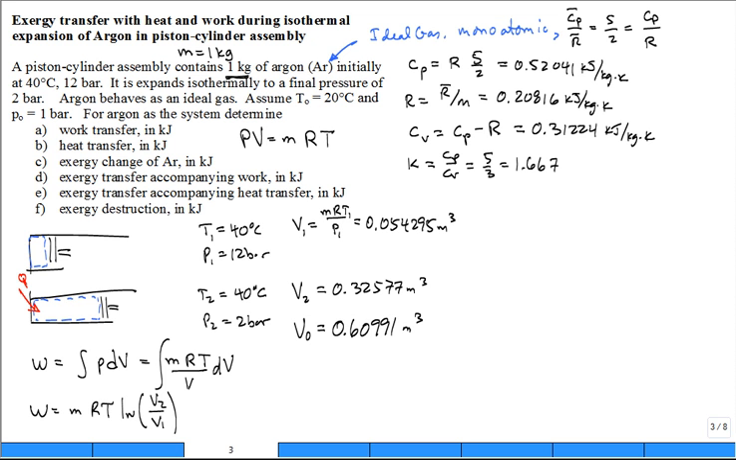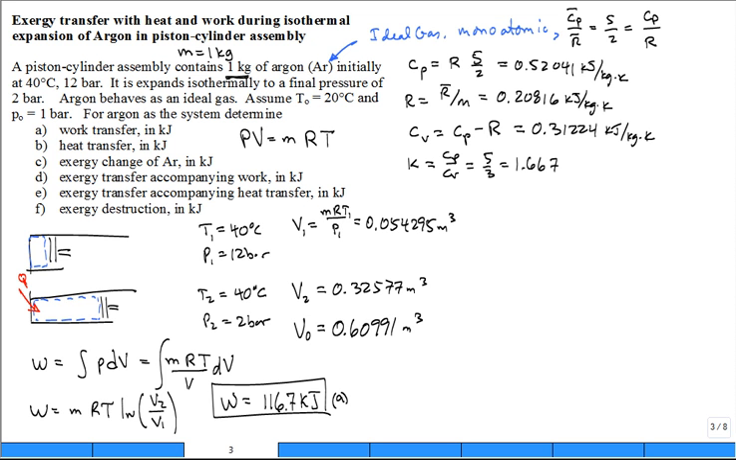Okay, calculated our volumes. Once we know our volumes, go back to this work, and we can calculate the work done in the process, 1 to 2, and it's a positive 116.7 kilojoules. That's the answer for part A. I'm going to try and put as much of this work on the screen, but I'm going to have to scroll down in a minute, sorry. Okay, so that's part A.